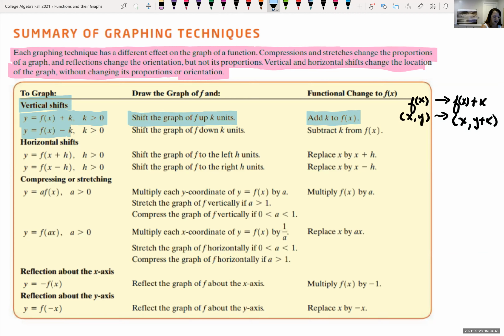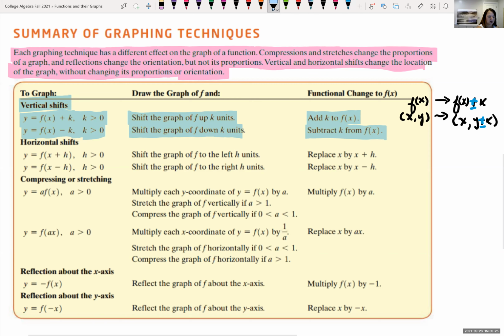If you subtract a constant, so y equals f of x minus k, again, k is greater than 0. So you're subtracting off a number. This shifts the graph of f down k units. So we're subtracting k from f of x. F of x, remember, is the same thing as saying y. So if it was a minus down here, we would subtract k from our y value. Okay, so adding the constant outside affects it as a vertical shift.